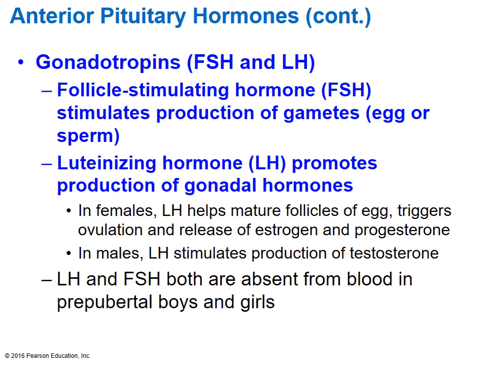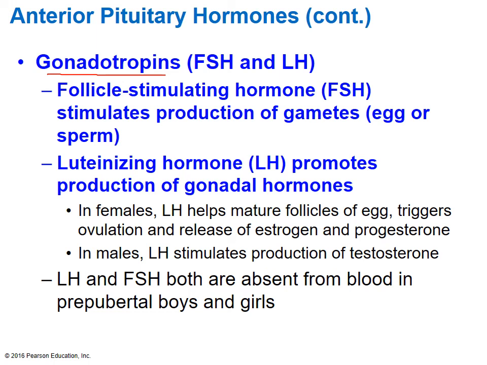All right, and then our last two tropic hormones, they're bundled together because they go over to the same location. These are going to be our gonadotropins, and they're going to be follicle stimulating hormone and luteinizing hormone. So both of these hormones, when they're released by the anterior pituitary gland, will travel over to the gonads. So we're talking about the testes and the ovaries.